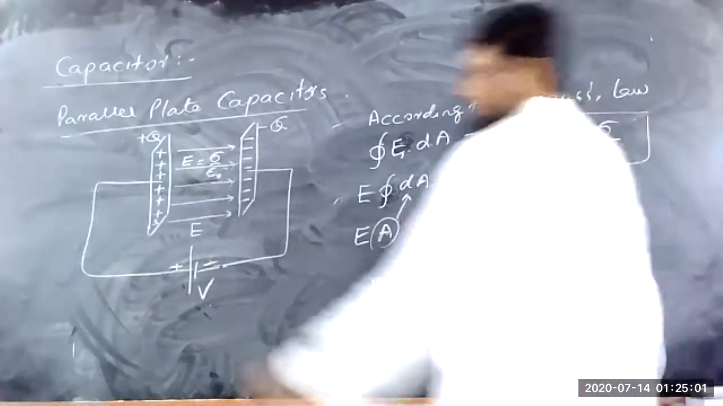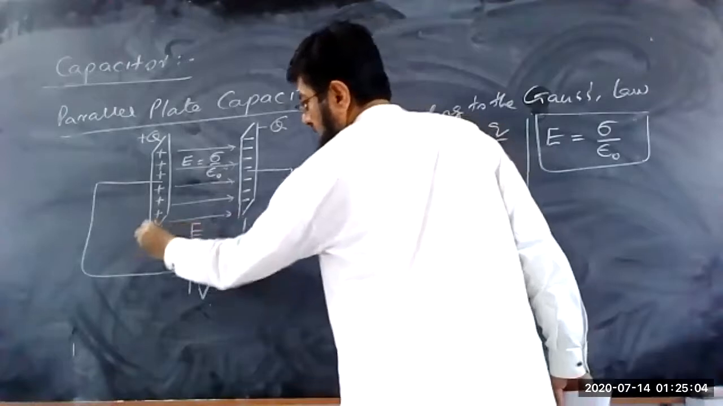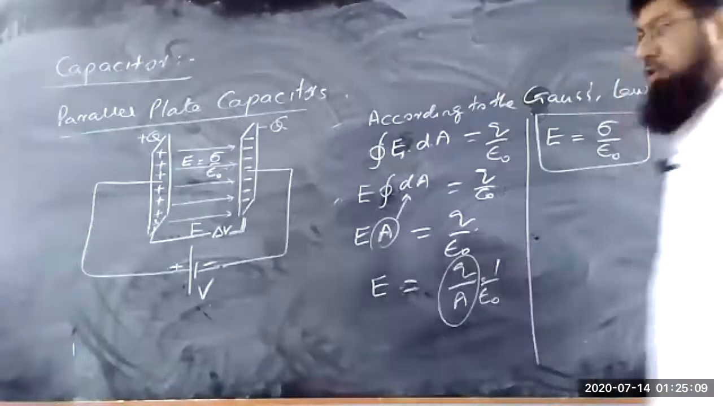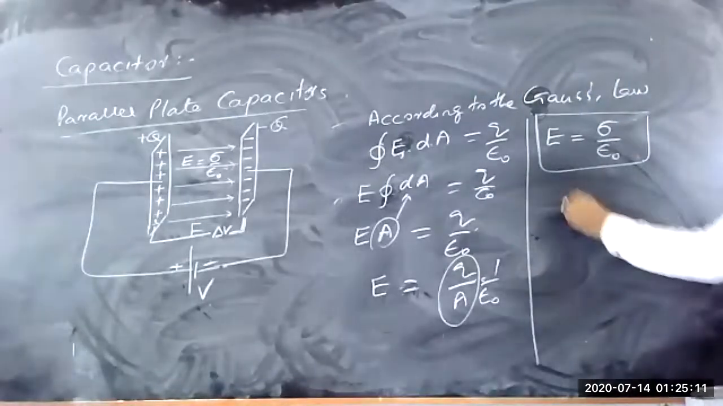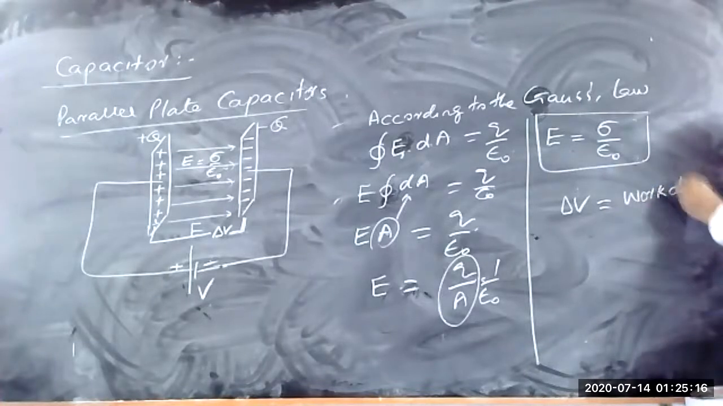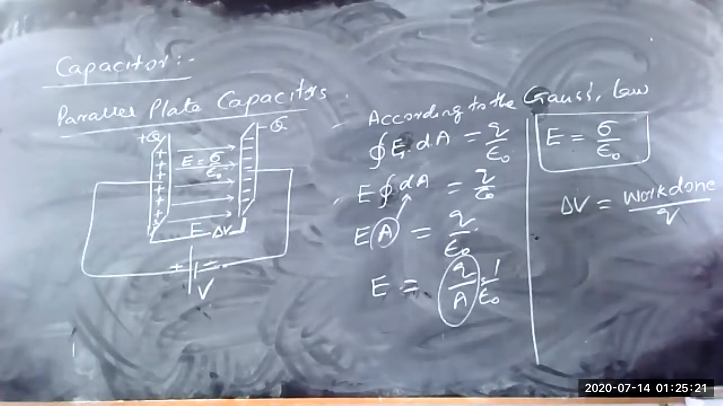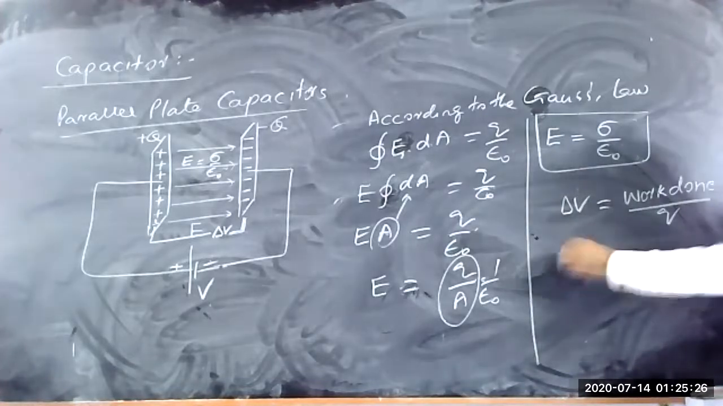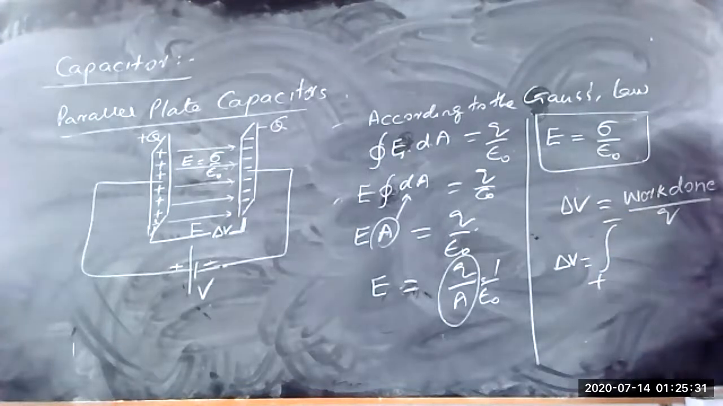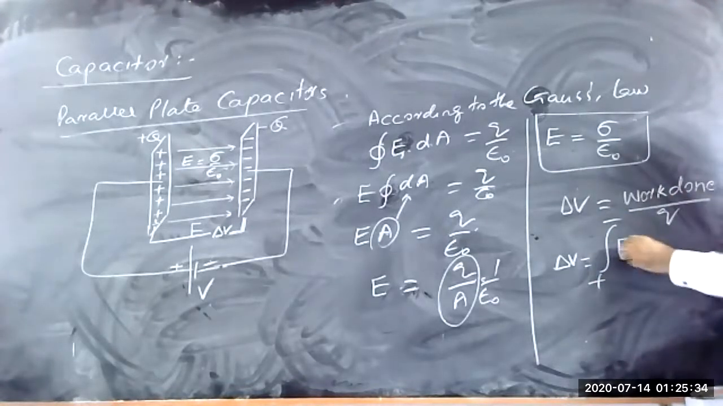Now this is the positive plate, this is the negative plate, so there is a potential difference delta V between the plates. This delta V, the potential, is equal to work done per unit charge. The potential is defined as the work done per unit charge. So this can be written as delta V equal to the integral from positive to negative. The work done per unit charge is equal to E dot ds.